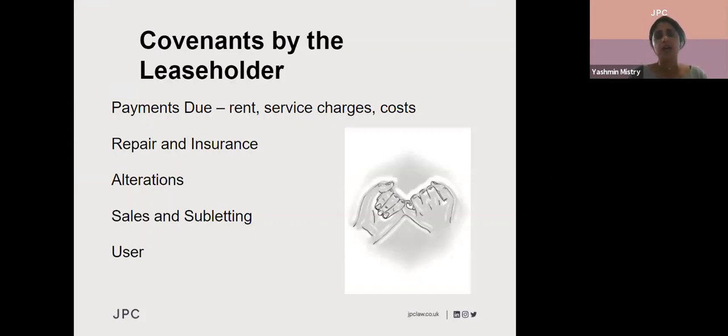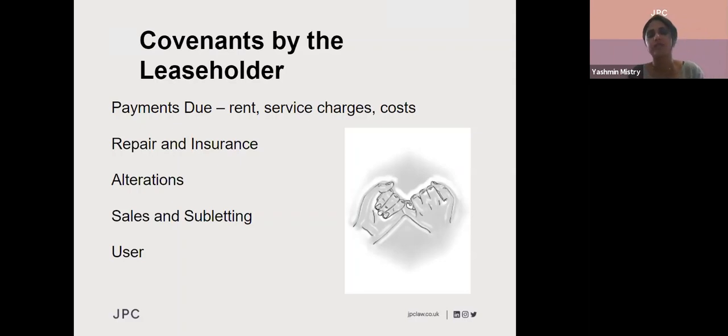And then user. The user covenant in residential leases is usually to use the property as a residential dwelling. Rather than, I don't know, last week I had a flat which had been turned into a pole dancing club. So there are all sorts of weird and wonderful ways in which flats are being used at the moment. And it's really quite important at the moment in terms of that user provision.